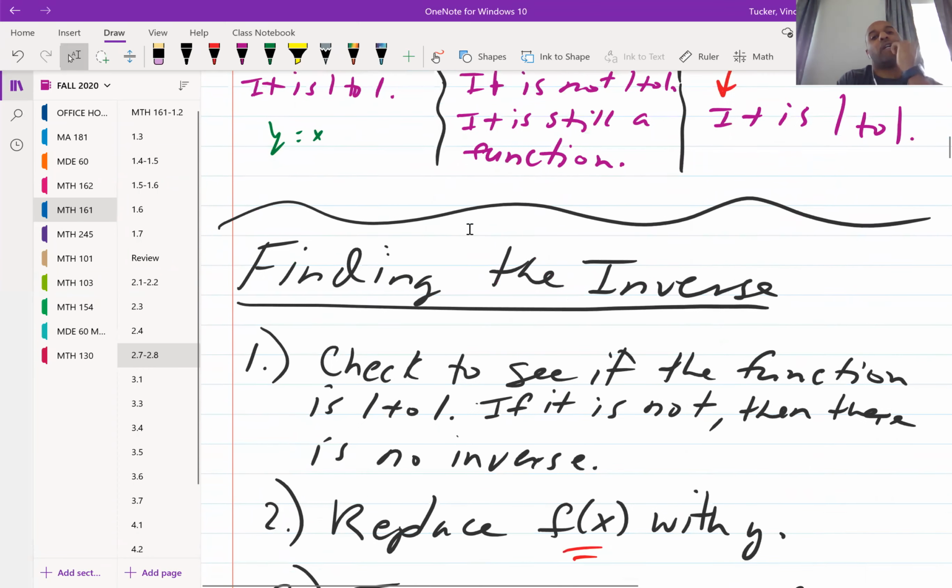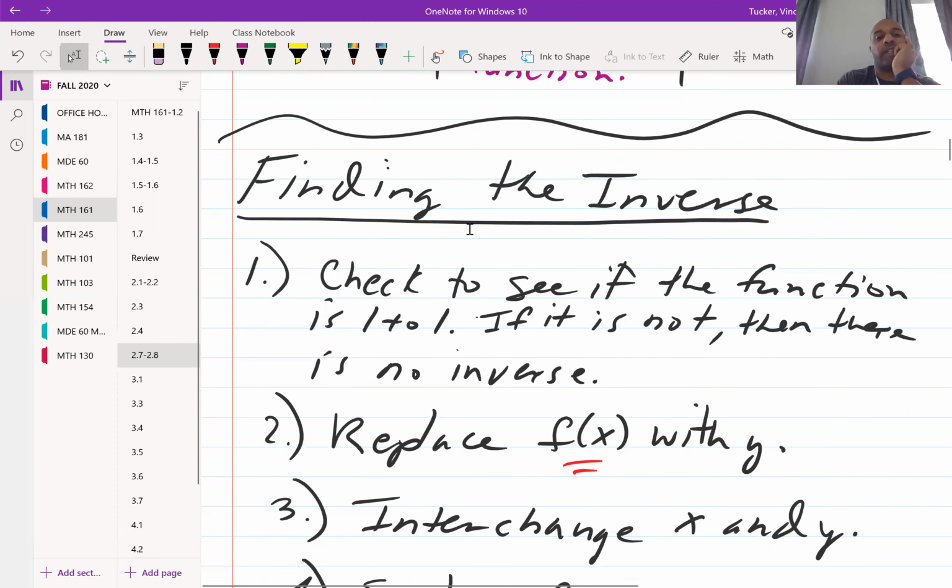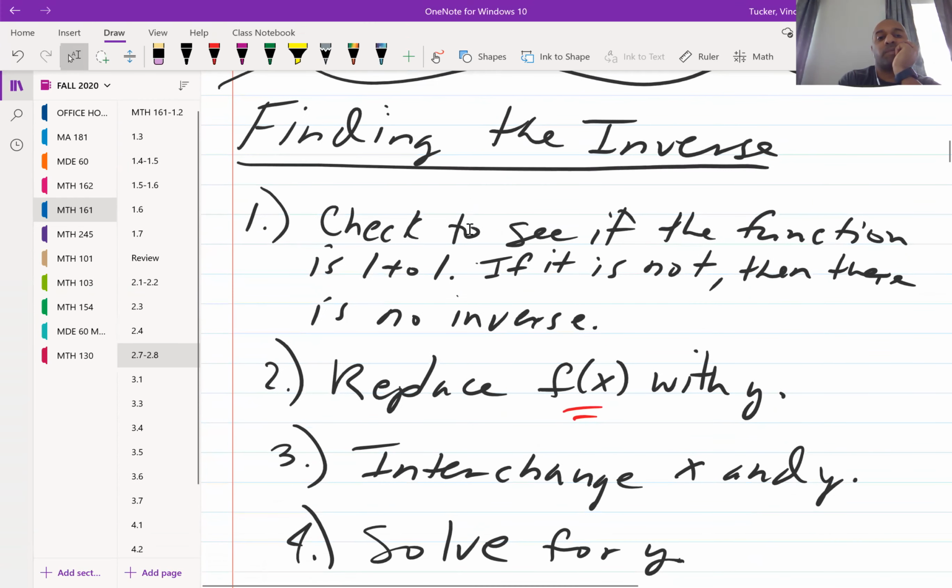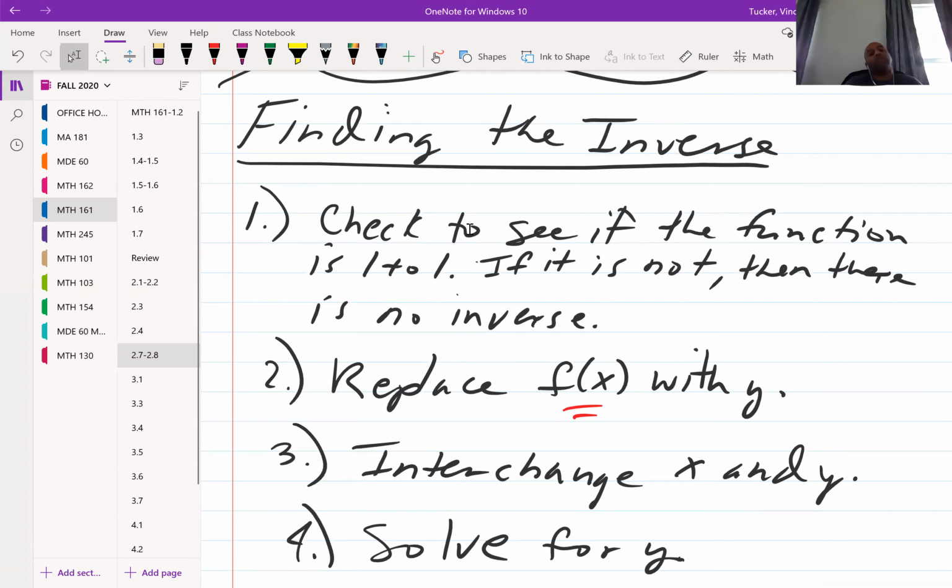All right. So the last process for today, finding the inverse. First thing you want to do is check to see if the function is one-to-one. If not, then there is no inverse. So be careful there. If you never check to see if it's one-to-one, you can do a whole bunch of work, get an equation, and that equation does not represent anything for you. If it is not one-to-one, then there is no inverse and there's nothing for you to do after step one. You would just write, there is no inverse.